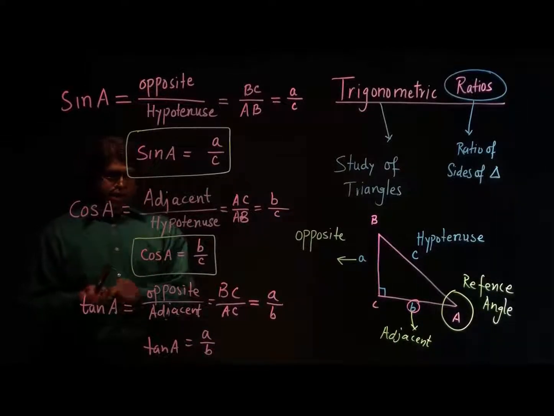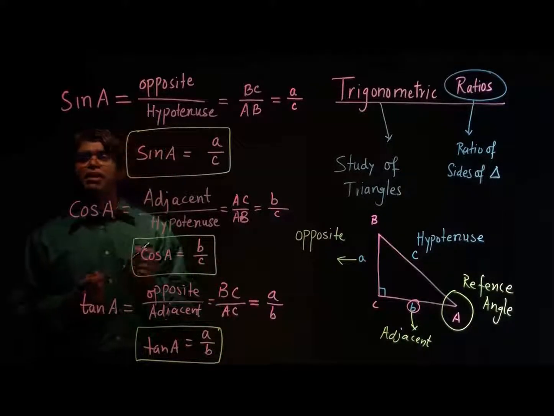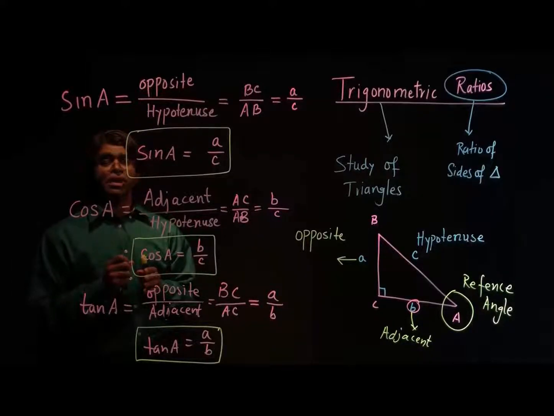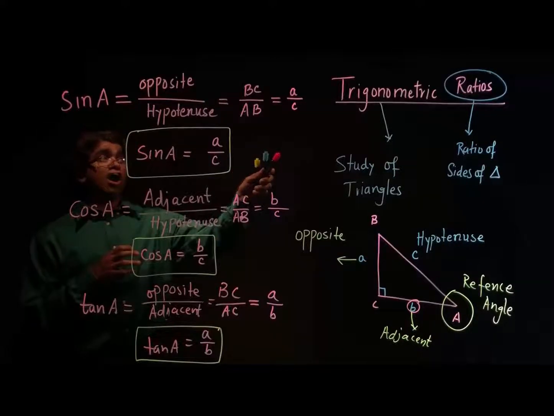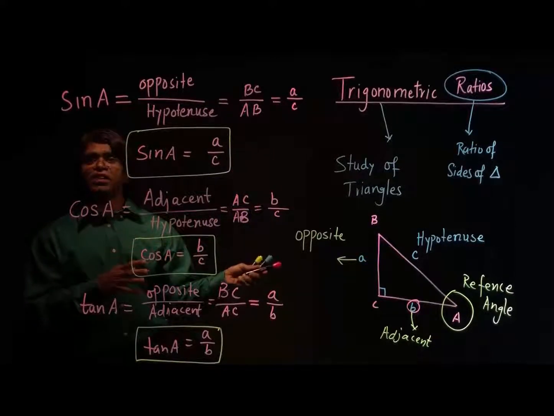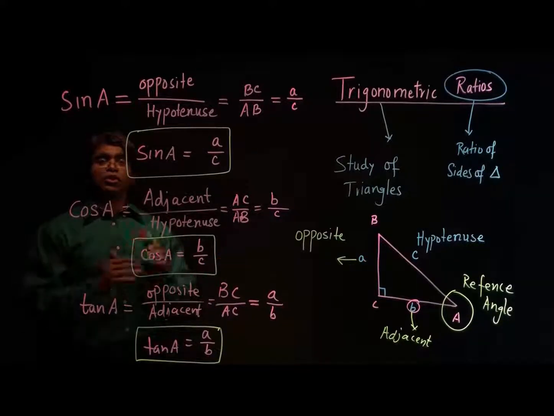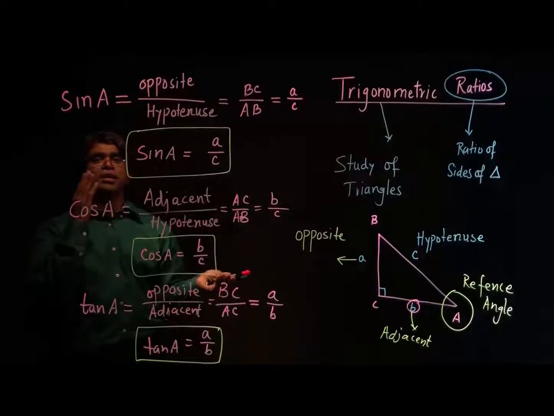And again, this is a trigonometric ratio. The reason why I keep saying the same thing again and again is that we are finding the ratio of the sides of the triangle. So this is how we define the trigonometric ratios.